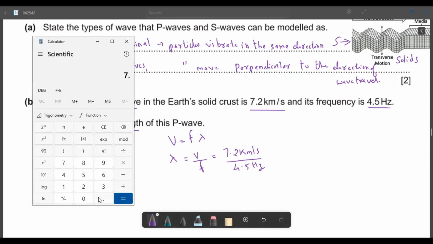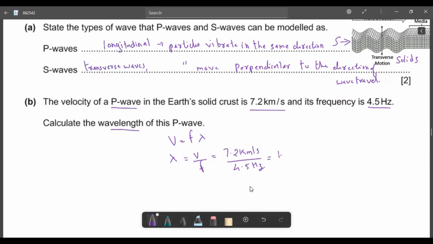So 7.2 divided by 4.5 is 1.6, that is equal to 1.6 kilometers. If you convert to meters, multiplying by 1000, that is 1600 meters.